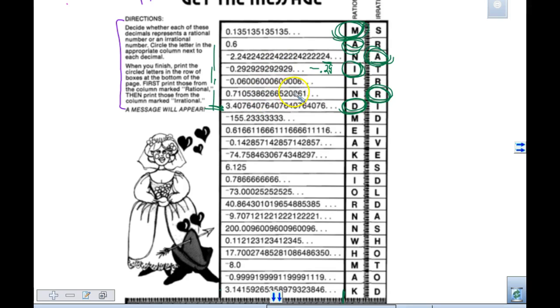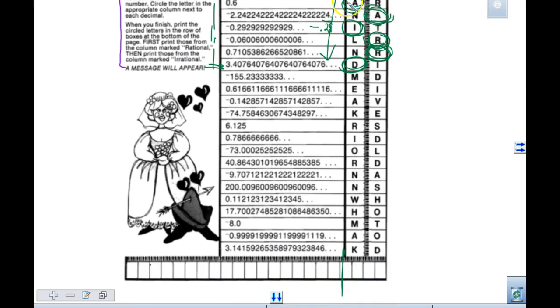Okay, Tim, keep going. At negative 0.600600. What do you think? Irrational. Irrational, okay? So we got this far down, and then the directions, this is where people, it says when you're finished, so you got to go all the way down this. It says print the letter in the row of the boxes at the bottom. First, go down the column marked rational. That means I'm going to write all of these down first. So you do not want to go MA.